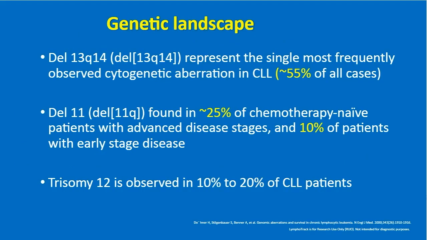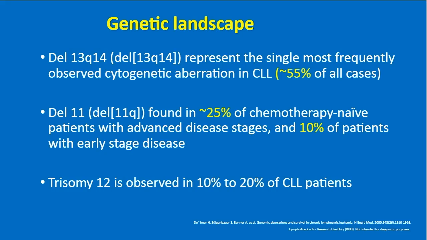So if you go through a little more of the genetic landscape of CLL, again, more than 85% of CLL patients carry a chromosomal abnormality. As you can see here, 55% of patients have been shown with the 13q14 deletion, and then 25% or so with the deletion 12, especially chemotherapy-naive patients with advanced disease stages, and 10% of patients with early stage disease.